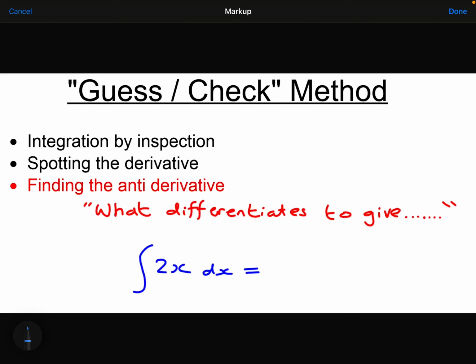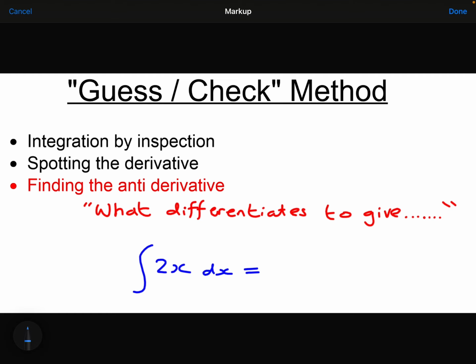This video is about what I call the guess-check method for integration. It's sometimes called integration by inspection, more formally, or spotting the derivative. And sometimes it's called finding the antiderivative, because integration is the opposite of differentiation. So it is almost like asking the question, what differentiates to give?